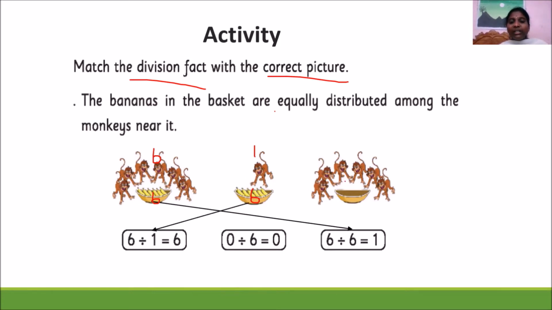Finally, look at the third picture. The basket is empty. Empty means there are no bananas. But near the basket, we can see 6 monkeys. So there is no banana, so we cannot share anything with these monkeys. So the division fact is 0 divided by 6 equal to 0. You have to draw the line between the picture and the division fact. Very good children. We matched the division fact with the correct picture.